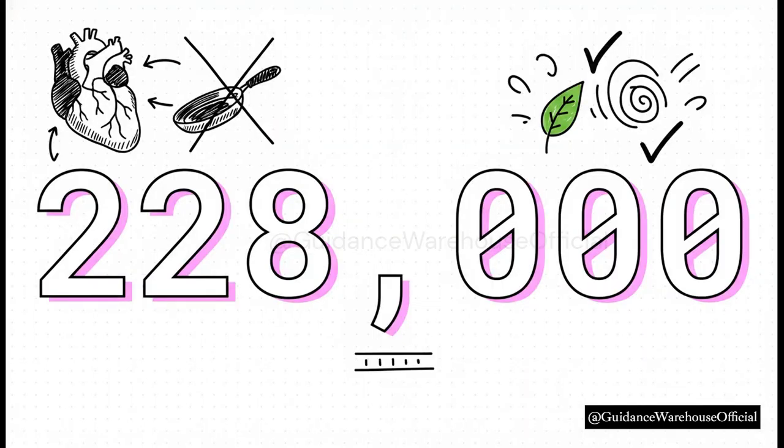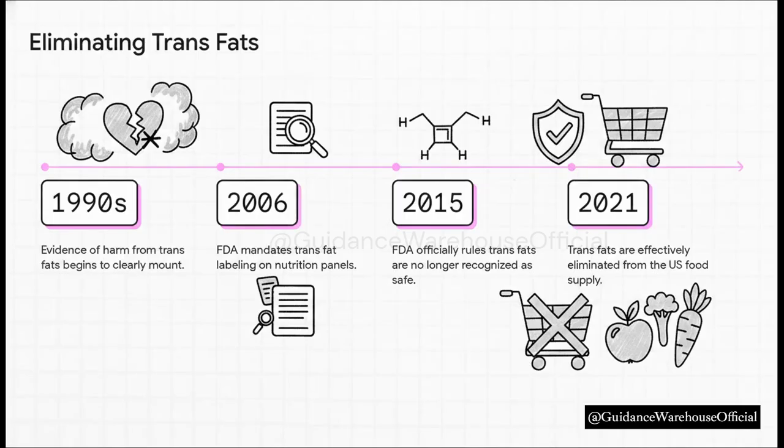The clinical impact of this industrial invention was just staggering. When researchers looked at the data, they calculated that by simply eliminating industrial trans fats from the food supply, we could avert an estimated 228,000 heart attacks in the United States alone. 228,000. Just let that number sink in for a second. And this brilliantly illustrates the power of scientific discovery to shape public health.